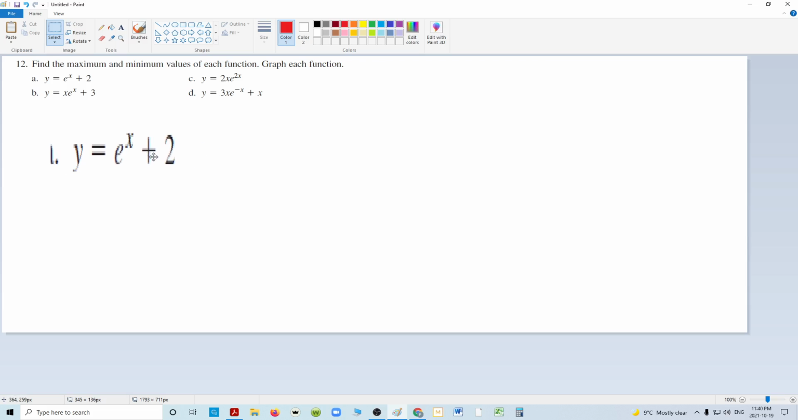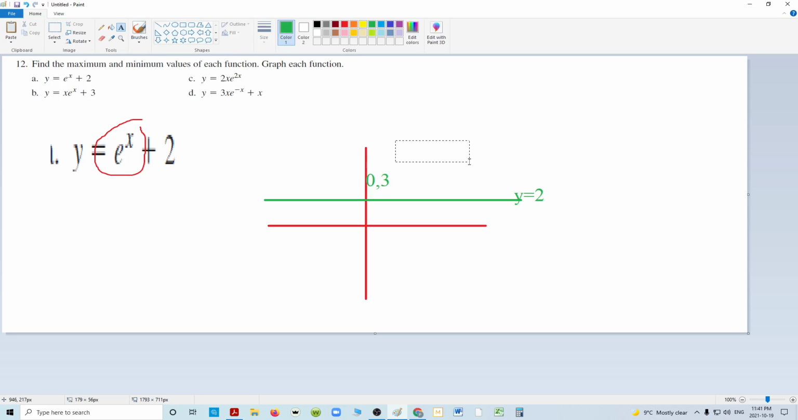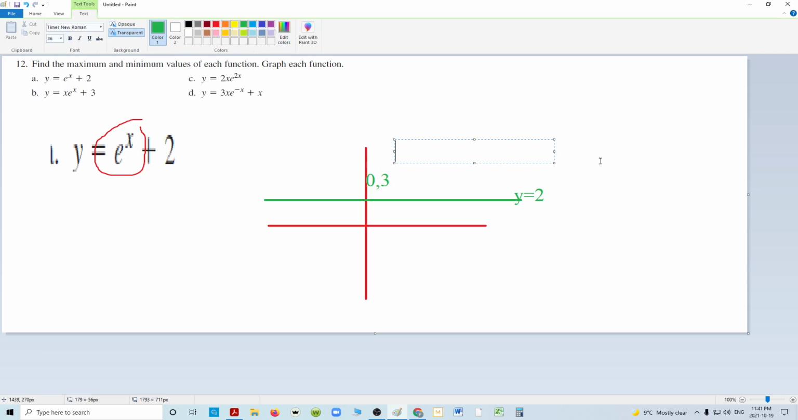And graph each function is another thing. So first of all, this is simply a growth curve that's elevated by 2. So that means it's going to have a horizontal asymptote here at y equal to 2. It's going to have a couple points here, which would normally be 0, 1, but it's going to be 0, 3. And then the other point, which would normally be 1, e, is going to be 1, 3 plus e.